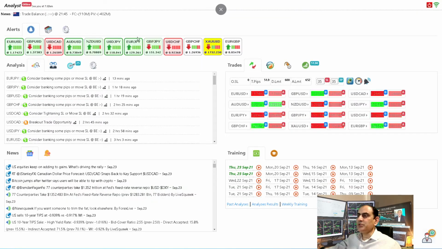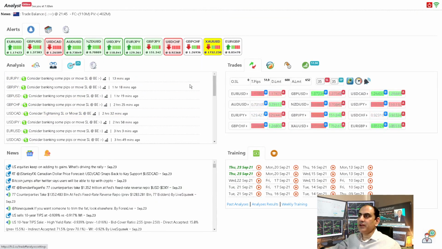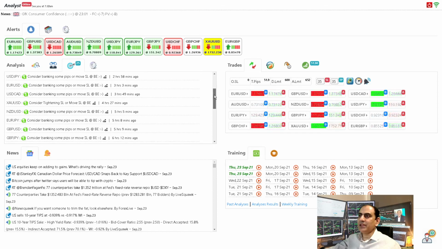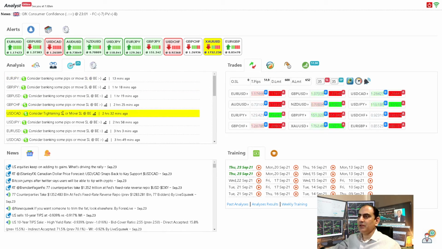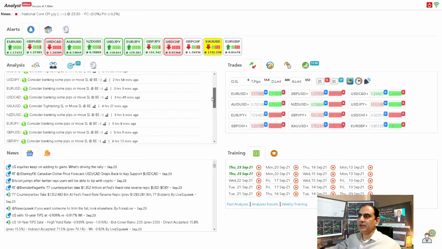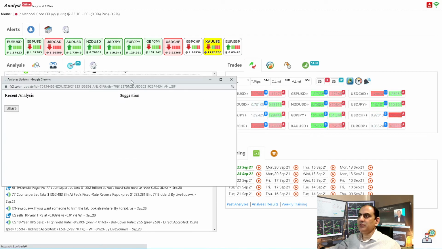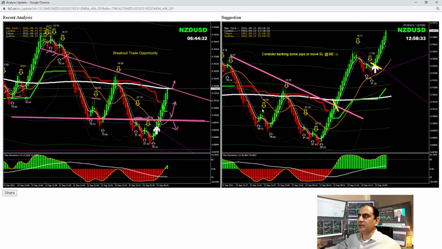All right guys, I hope you enjoy. We can see all of them, 25 analyses, most of them. Consider banking some pips. Any pair you pick up, we explain in more detail, every single pair. Look at the Kiwi dollar, beautiful. This was a pretty straightforward breakout and the pullback, beautiful trade.